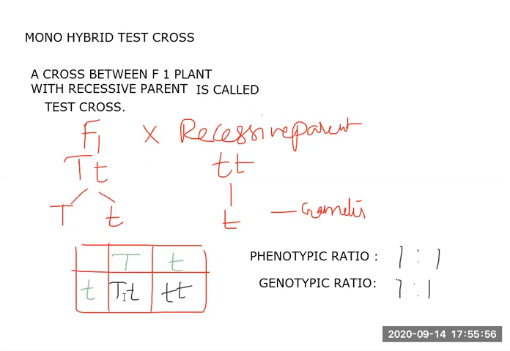Phenotypically, the physical expression: the first box is tall, the second is dwarf. When talking about the genotypic ratio, the first is heterozygous tall and the second is homozygous dwarf. So that's it. You remember this for the monohybrid test cross: the ratio is 1:1 both phenotypically and genotypically. So this is the monohybrid test cross.